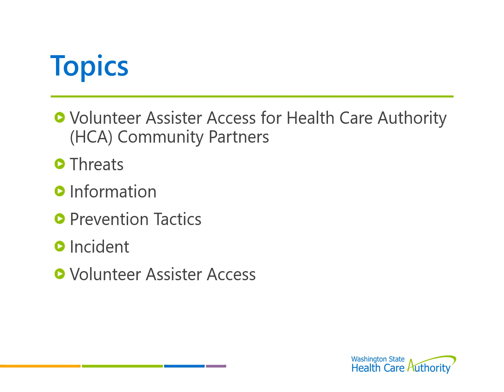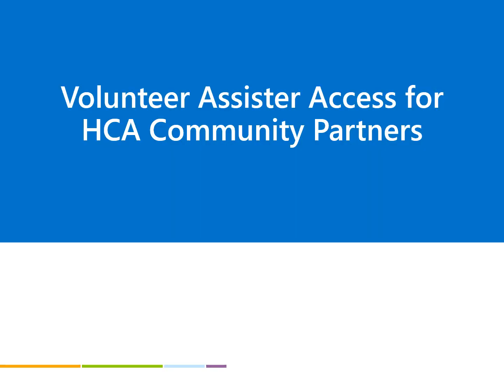Volunteer Assister Access. Volunteer Assister Access for HCA Community Partners. At the end of today's lesson, we'll share the final steps to become a volunteer assister with access to Washington Healthplanfinder. As we discussed in the previous modules, community partners with Healthplanfinder access have a number of benefits available to them to assist individuals and families with Apple Health coverage. To apply for access, community partners must be affiliated with an organization.